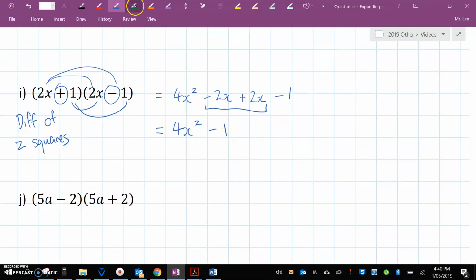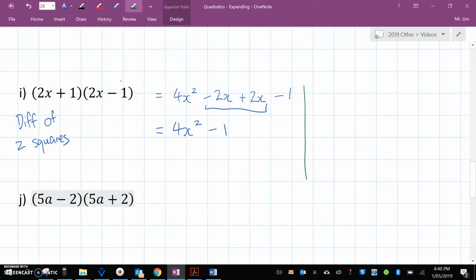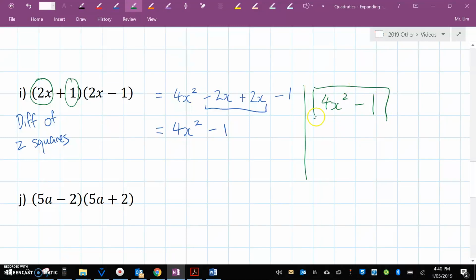The shortcut method for this is, as soon as you recognize it's a difference of two squares, square the first term, put a minus sign, square the second term, and that's our final answer. You can see here it's a difference, because of the minus, of two squares. The first square is 2x by 2x. The second square is 1 by 1. 1 times 1 is 1. 2x times 2x is 4x squared.